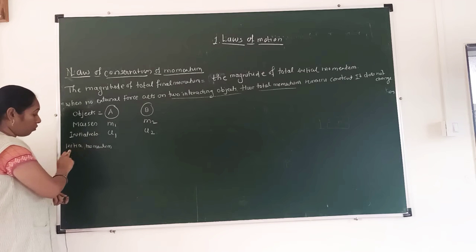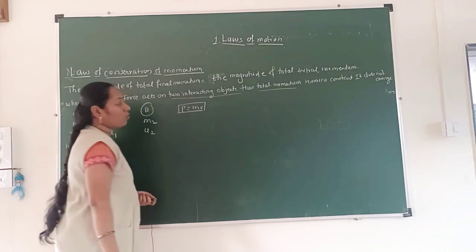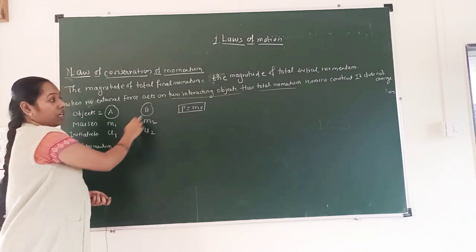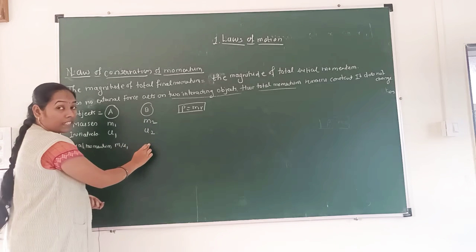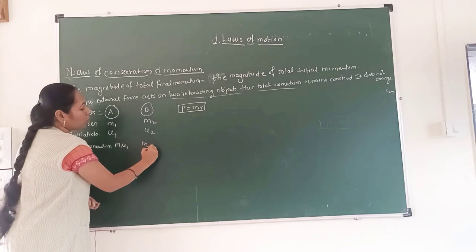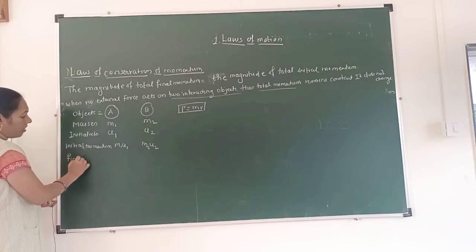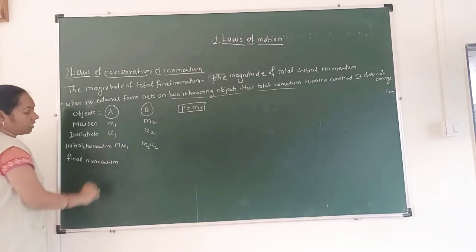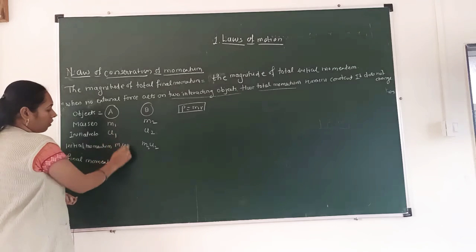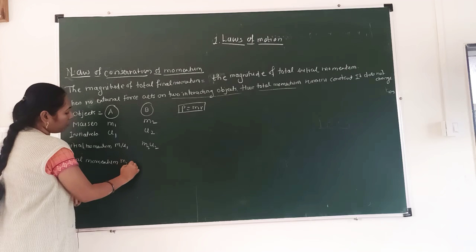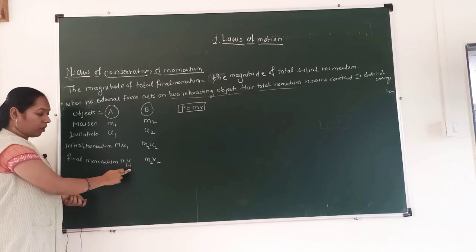Now what will be the initial momentum? Here is the formula for momentum, which I have already told you. Momentum is the product of mass and velocity. If P is equal to mv, I can write the initial momentum of object A as m1 u1, and the initial momentum of object B as m2 u2. After that, the final momentum of these two objects, moving with final velocity v, is m1 v1 and m2 v2.